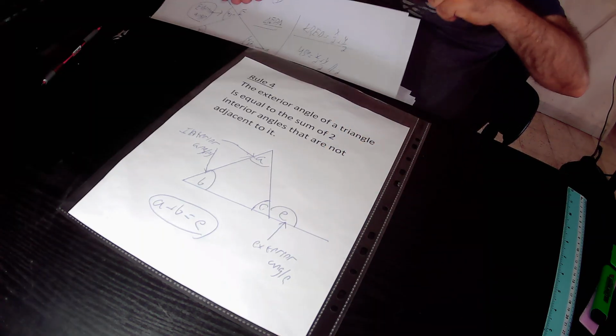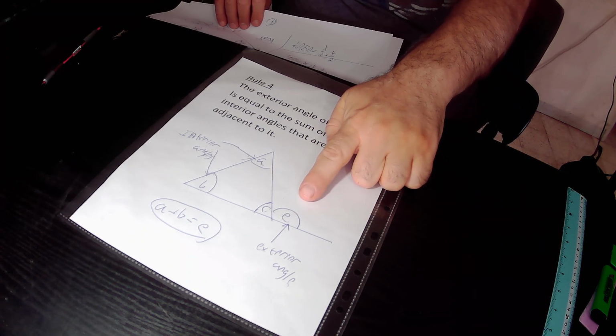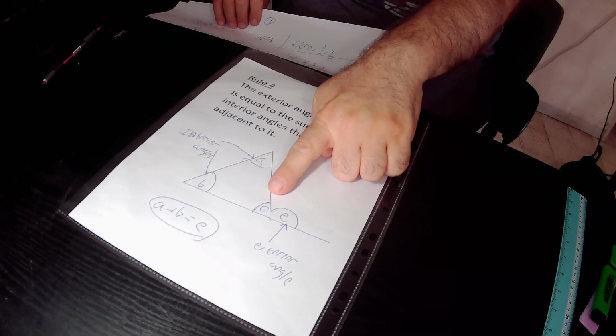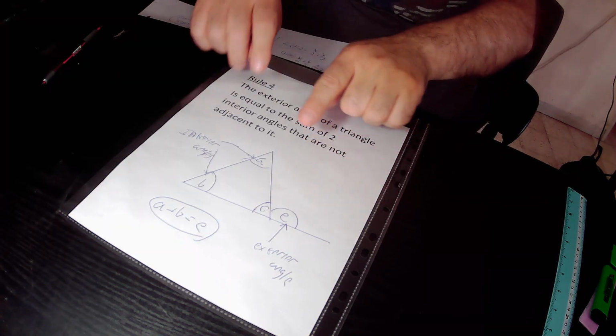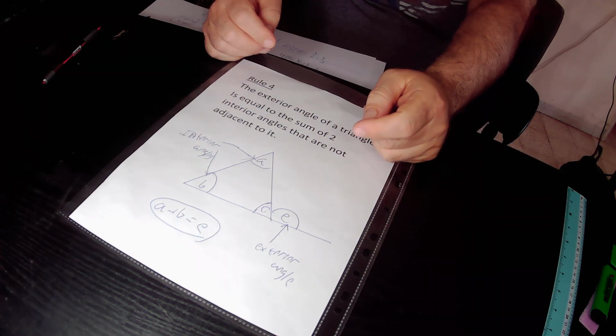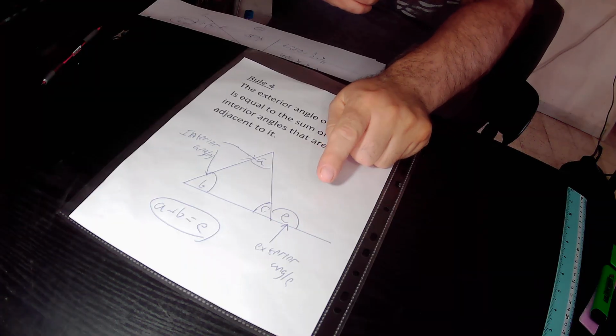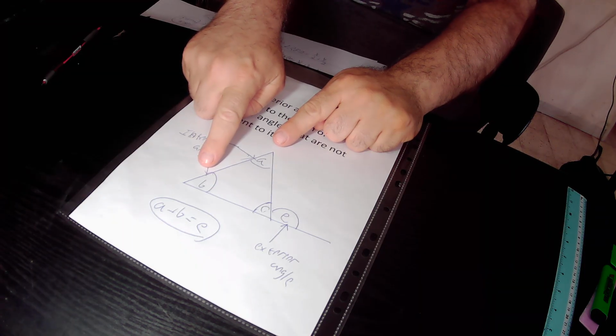And according to this rule 4, the size of this external angle E will be equal to the sum of the two internal angles that are not adjacent to it. This is angle C that is definitely adjacent to angle E, and the two other angles that are not adjacent to this angle E are A and B, and the sum of those two angles is A plus B. According to rule 4, angle E equals A plus B. It is the sum of the two internal angles that are not adjacent to angle E.